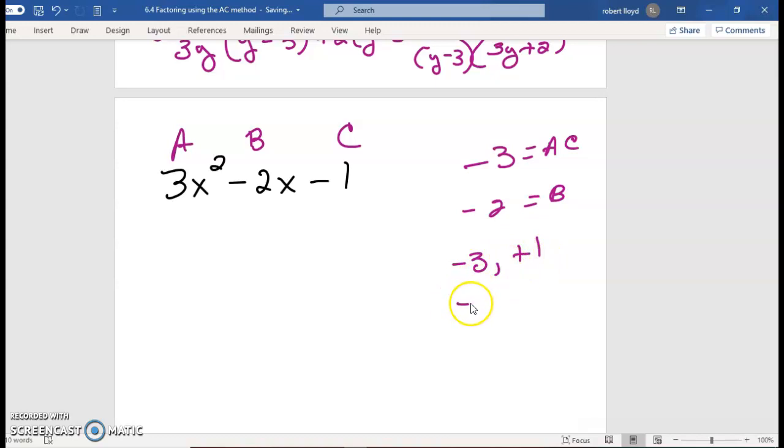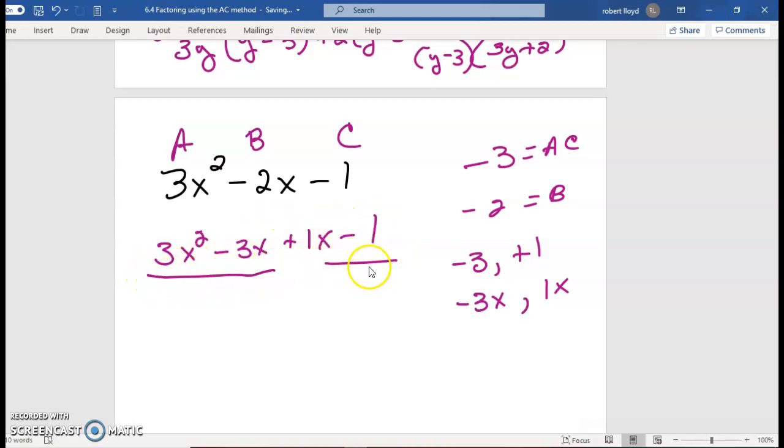And these are our x's. So we're going to put the negative 3x with the 3x squared. And we're going to put the plus 1x with the negative 1. So now we have our 4 terms, which always means grouping. So here we can take a 3x out of each, 3 for the number and x for our variable. We're going to have 3x times x minus 1.